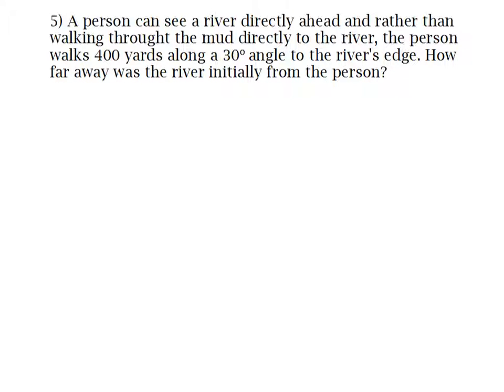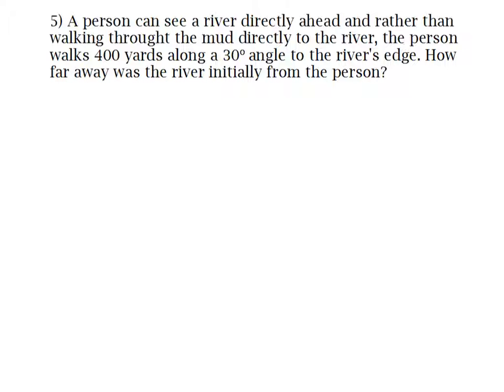All right. Let's try one more, a little bit trickier. Let's go ahead and we'll do this one together. A person can see a river directly ahead, and rather than walking through the mud directly to the river, the person walks 400 yards along a 30-degree angle to the river's edge. How far away was the river initially?